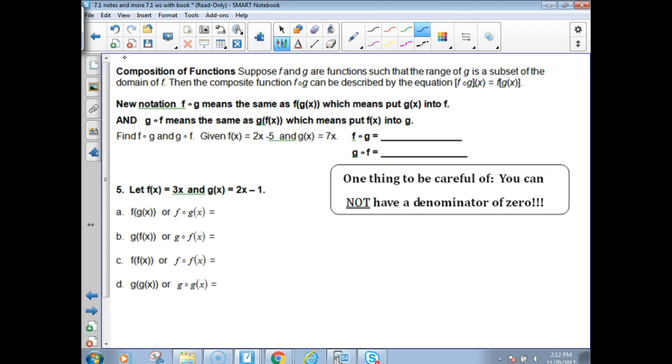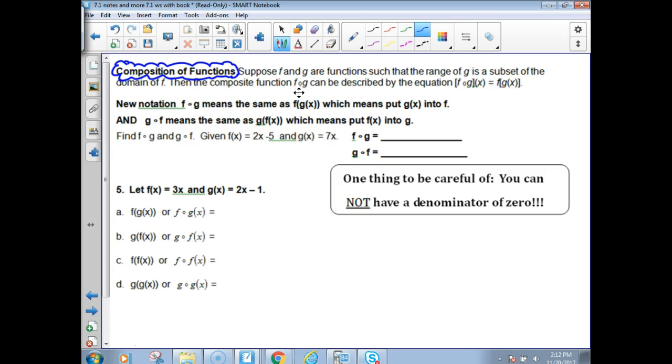So now we're going to do composition of functions. This is probably the most confusing part right here. So we're on 4B now, please. Suppose f and g are functions such that the range of g is a subset of the domain of f. What does that mean? It means that the f function has a domain and that the g's domain is part of the f function's domain. It might be all of it. It might be just part of it.